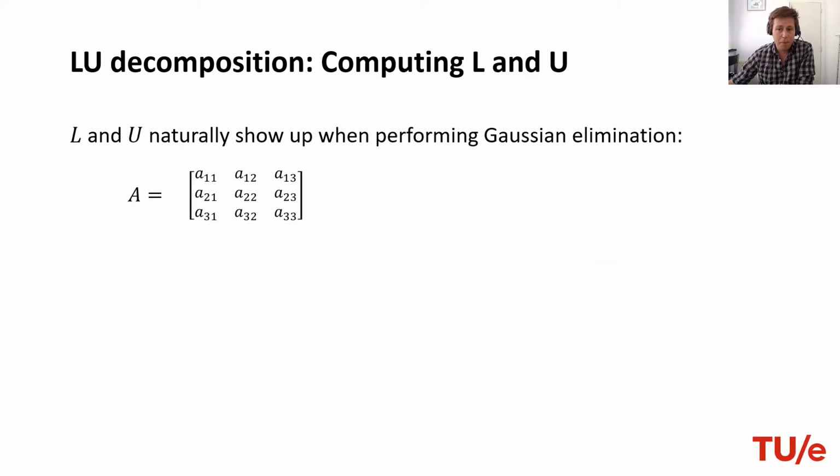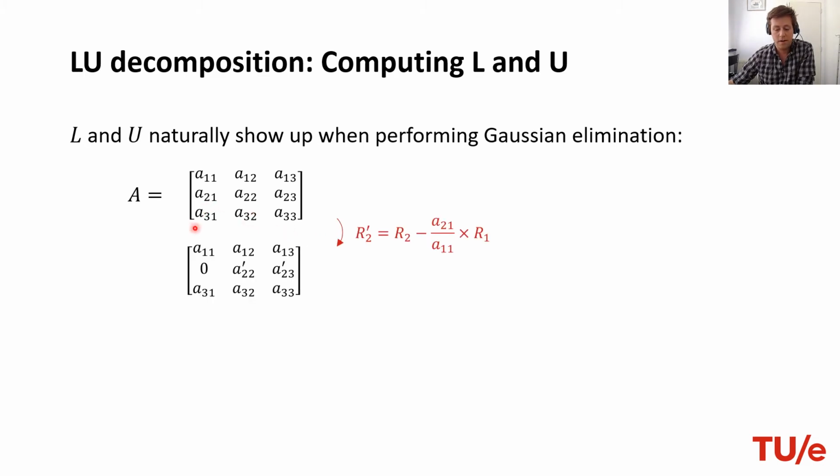Now the hard part is actually to compute L and U. And I will show you that they actually naturally show up when you perform Gaussian elimination. So in Gaussian elimination, what we actually want to do is convert this matrix A into an upper triangular matrix U. So it's already an upper triangular matrix that we are working towards. So we know how to construct U already. And we've seen this in the previous videos.